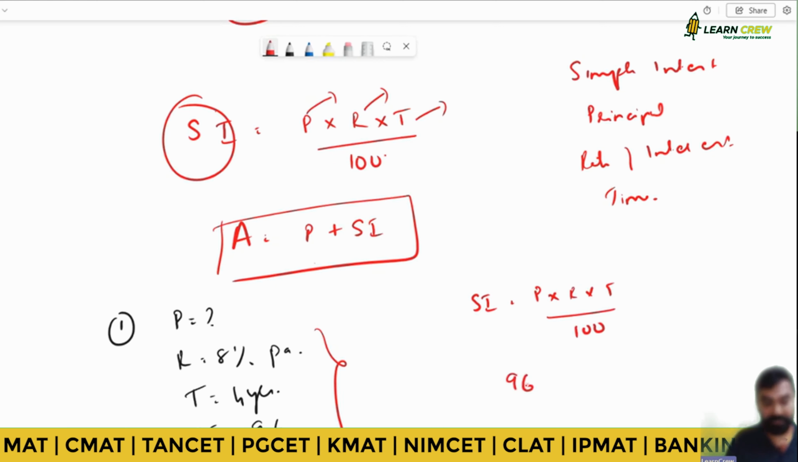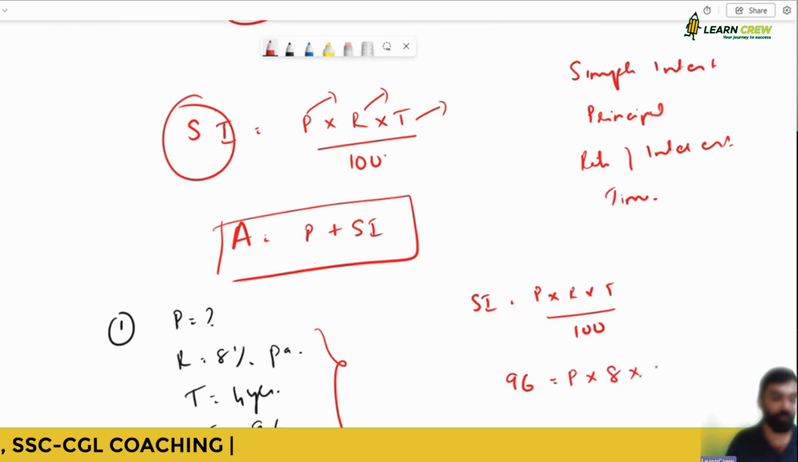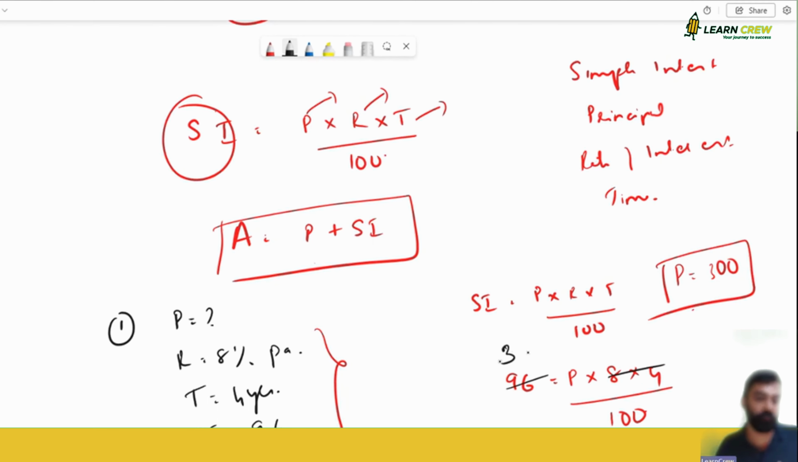So SI is 96 equal to, we do not know P, into R is 8% into the time is 4 years, divided by 100. So 4 goes 25 times. Then what happens? Answer, 300. So P is nothing but 300. This is your calculation for this.